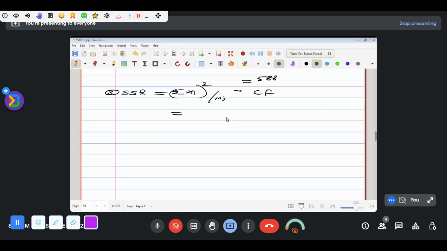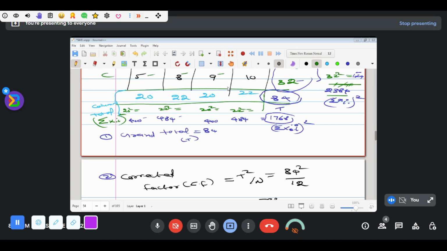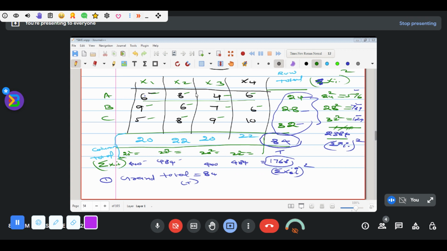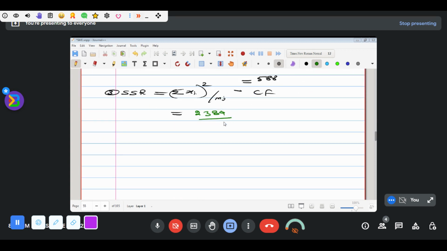2384. Correct, ma? 2384 divided by how much? Each data is 4, the sum of the value of each data is 4: 1, 2, 3, 4, 1, 2, 3, 4. So 2384 is divided by 4 only, minus the corrected pattern. The corrected pattern value is 588. Then what is the result? 2384 divided by 4 minus 588.